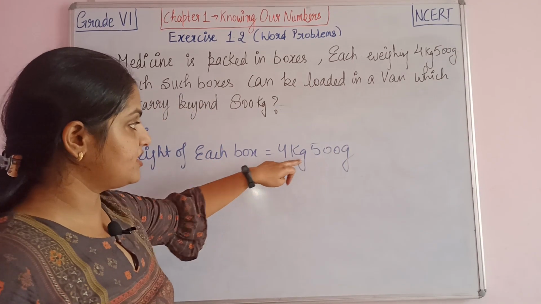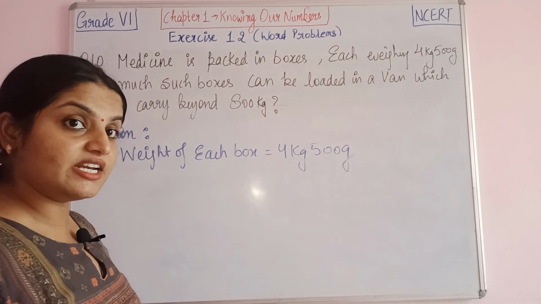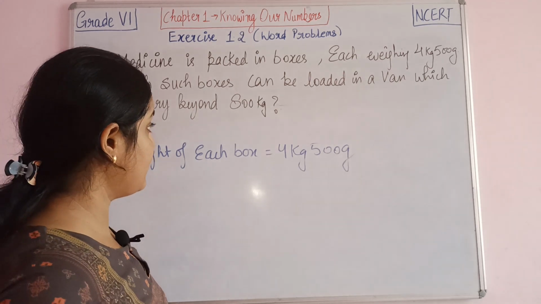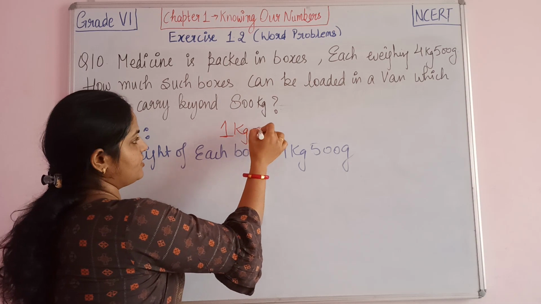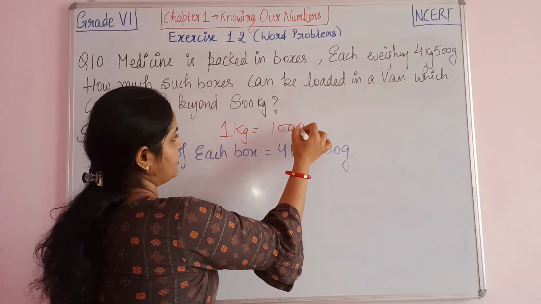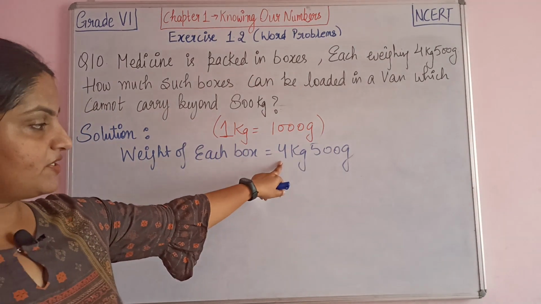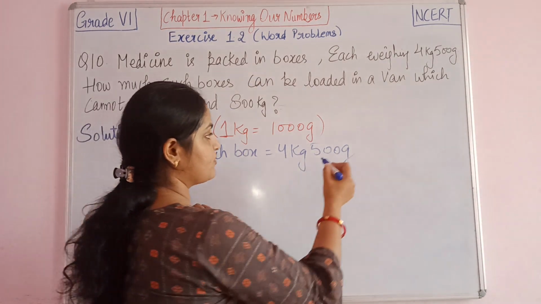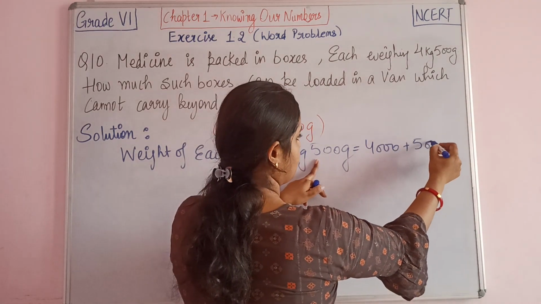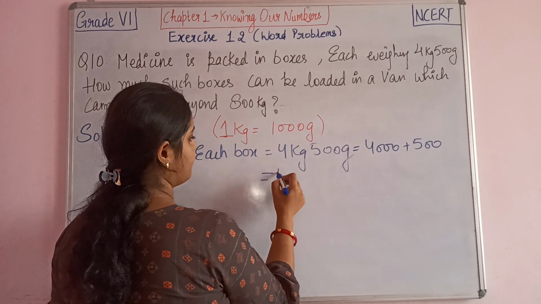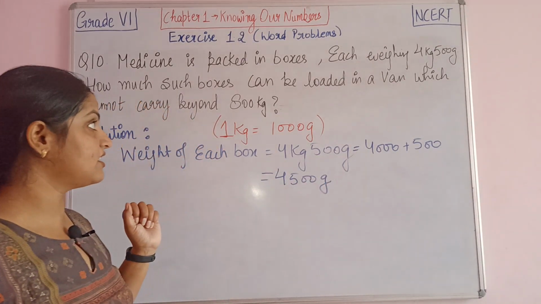We have to convert this kg into grams again, so that the whole number is written in grams only. So what we have to do? How many grams are there in a single kg? In 1 kg there are 1000 gram, isn't it? So what we have to do? We will convert this 4 kg into gram, which is 4000, and it is 500 again. So the total grams for that particular one box is 4500 grams. This is the weight for one single box.